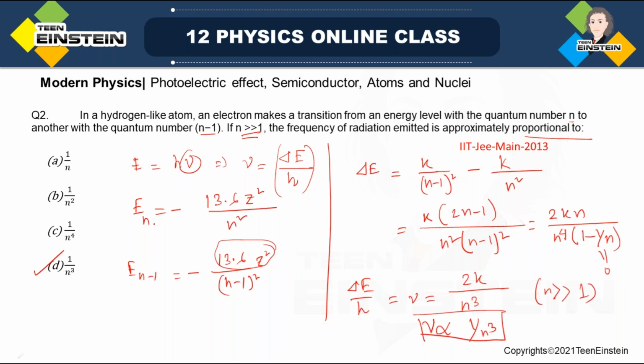Sometimes you may feel, what is this question here? Actually, energy is always inversely proportional to n square. Then obviously energy and frequency are directly proportional to each other. So you might be thinking that this is the correct answer, but here we have to take the difference. So in the difference in energy, this frequency will not have this particular variation 1 by n square. It will be 1 by n cube, as we have derived here.